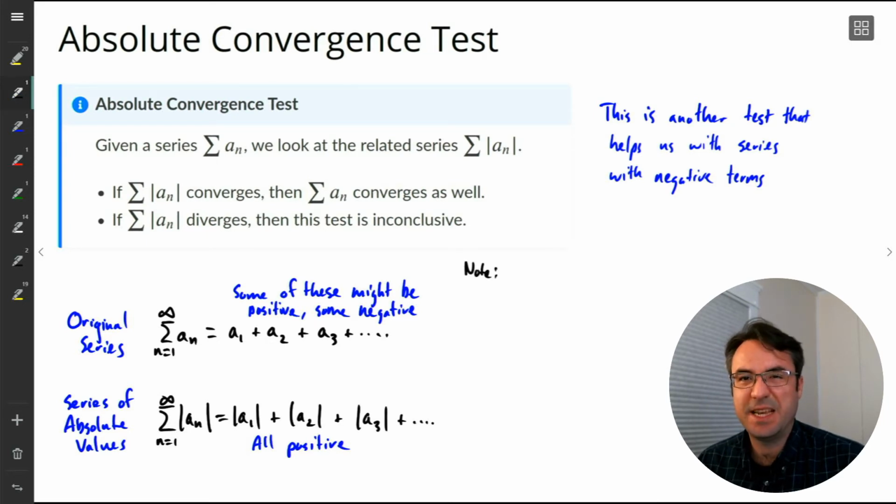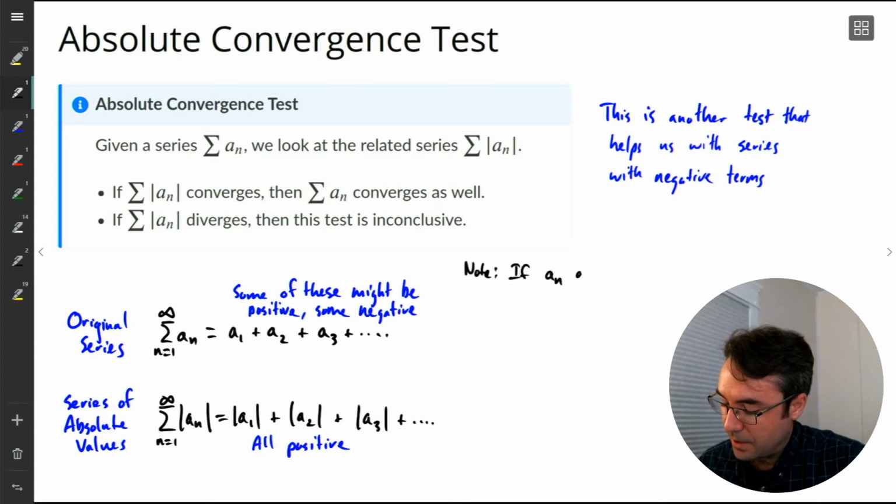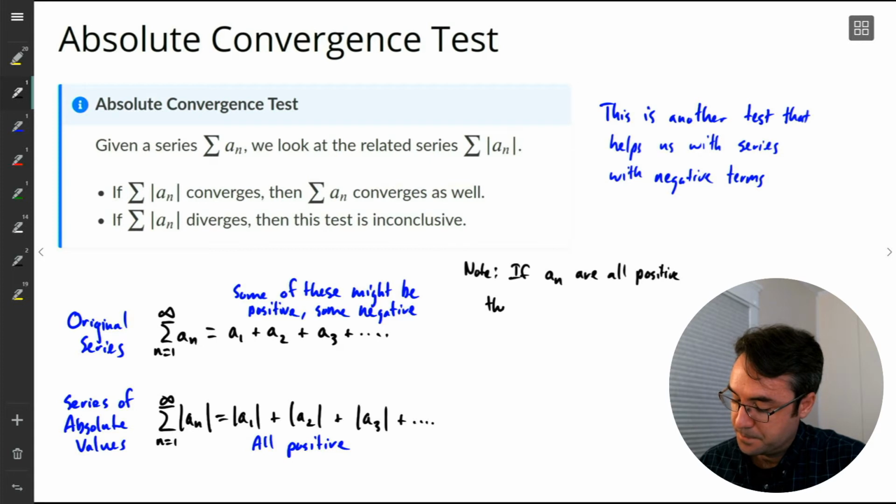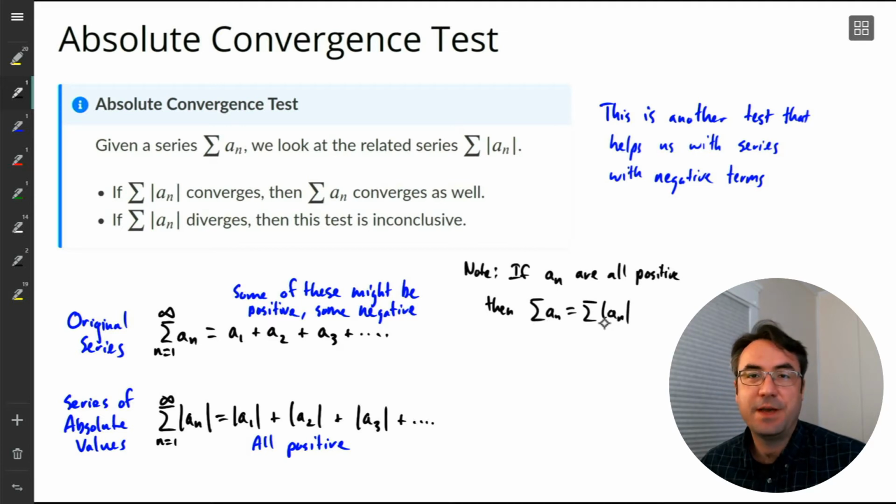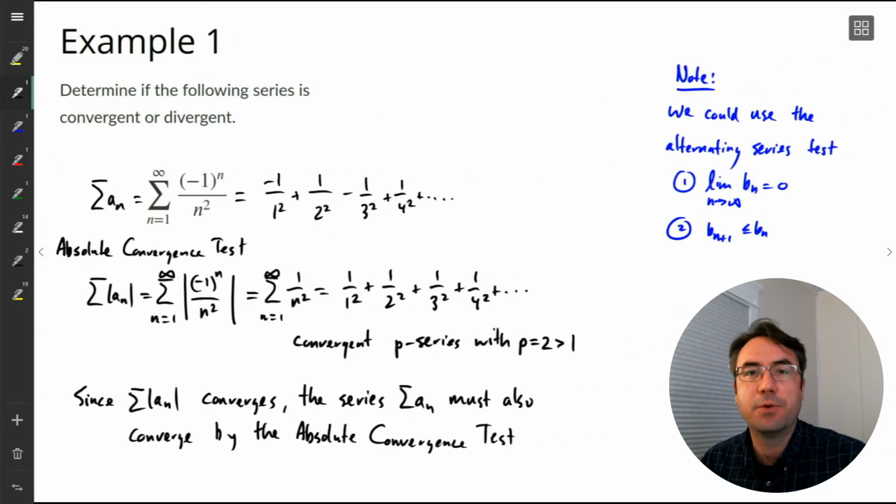Another note here, let's add this in. If an are all positive, then sigma an is equal to sigma absolute value an. The absolute value doesn't really do anything then. So we're really talking about the same series here. So really this idea of absolute convergence is most interesting when there's some kind of negative component to our series. Some of the terms are negative.